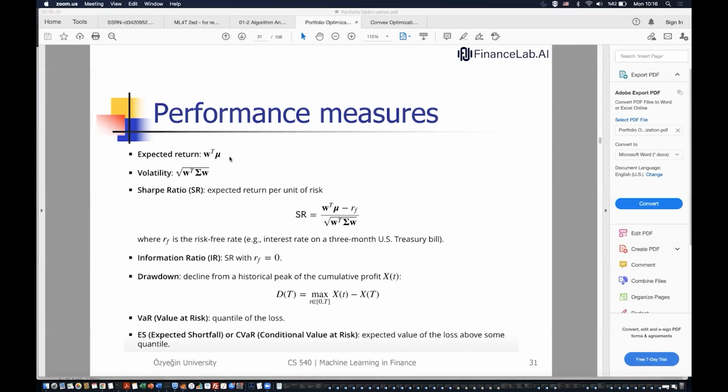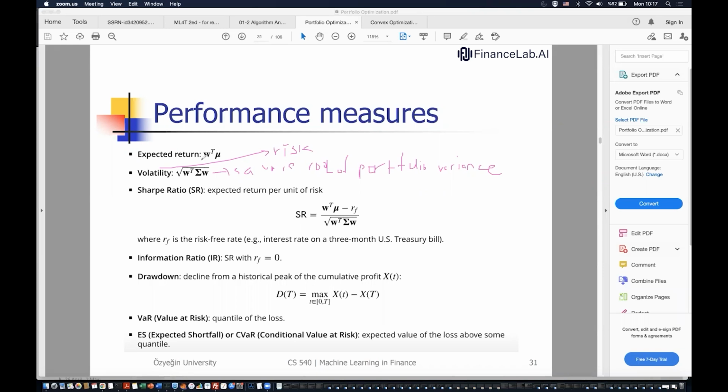Another thing is volatility. Volatility is the square root of the variance, so this is the square root of the portfolio variance. And another thing is the Sharpe ratio. Volatility is the square root of the variance. They are both used for risk purposes. So this is the risk of the portfolio. It shows us how much the portfolio value or the return fluctuates over time. That's why the measure of the fluctuation over time is a measure of risk.